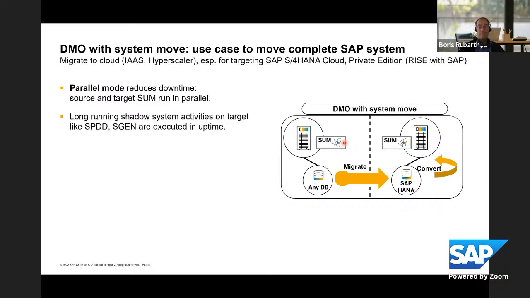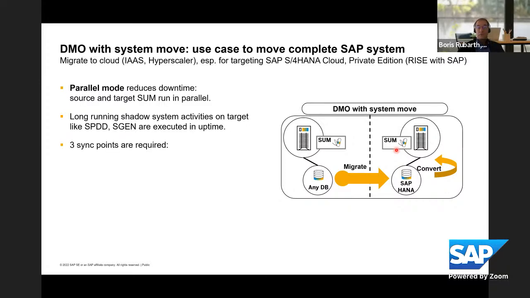Very important. Since in the target environment, the software update manager will set up what we call the shadow system with shadow repository. So the repository objects already on the target level. And these are long-running activities, generation of ABAP load as well. And only if you use the parallel mode, then those activities in the target will happen while the source system is still up and running. Very important. That's why we strongly recommend use the parallel mode.